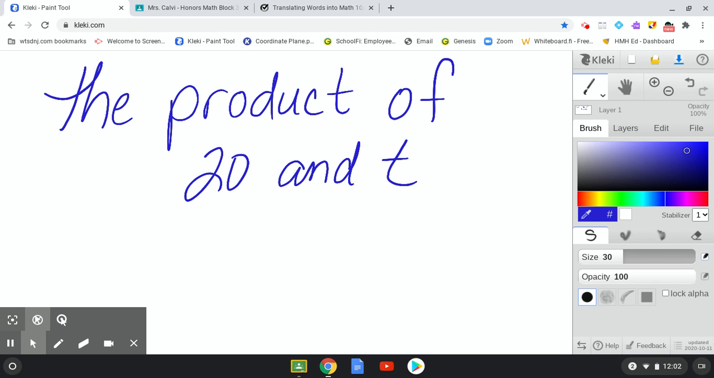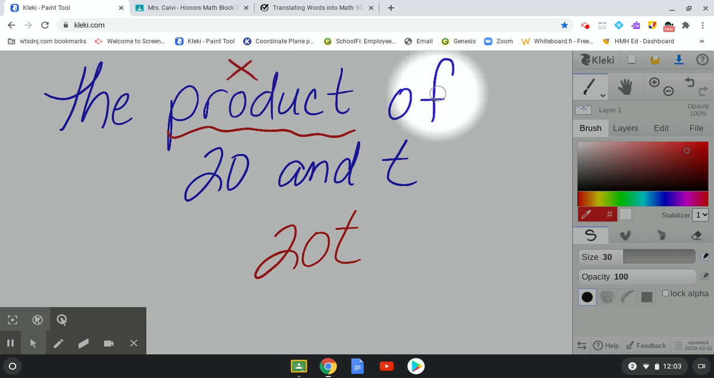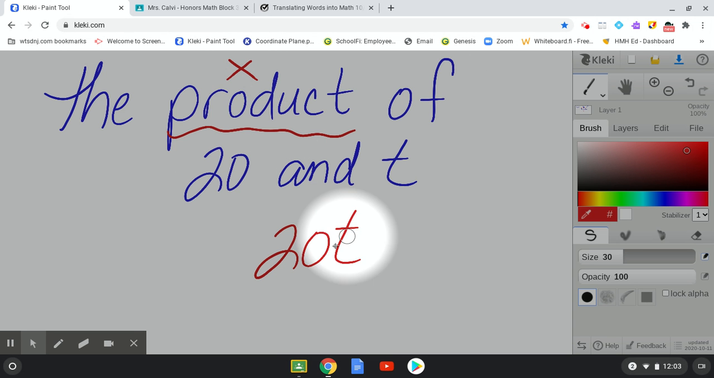So the first thing I'm going to do is look at what we have here. It says the product of 20 and t. And basically what we want to do is write that phrase into an algebraic expression. This is considered the verbal phrase, and we want to make it into an algebraic expression. Well, the first thing I notice is it says product. So we should now know product means to multiply. So the product of 20 and t is 20t. This is the verbal phrase, so basically words, and this is the algebraic expression.